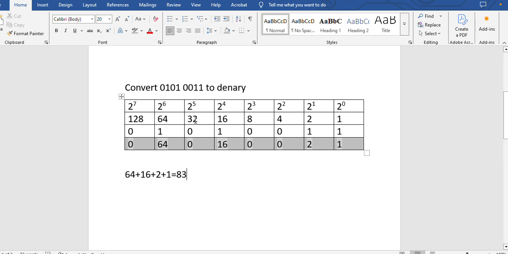in denary, or decimal. So basically that's how you do the conversion from binary to denary. Okay, I hope you got it.